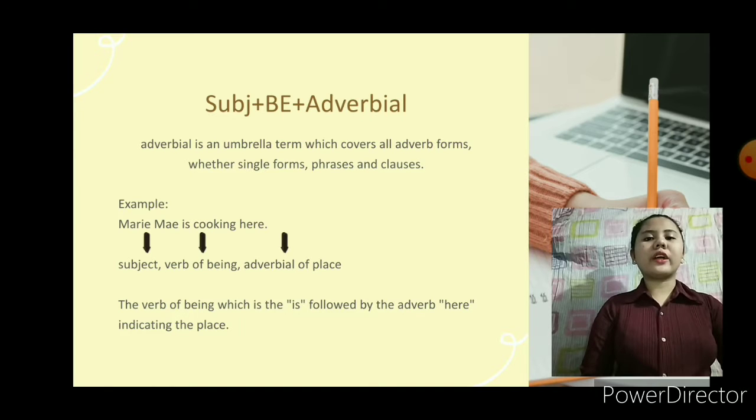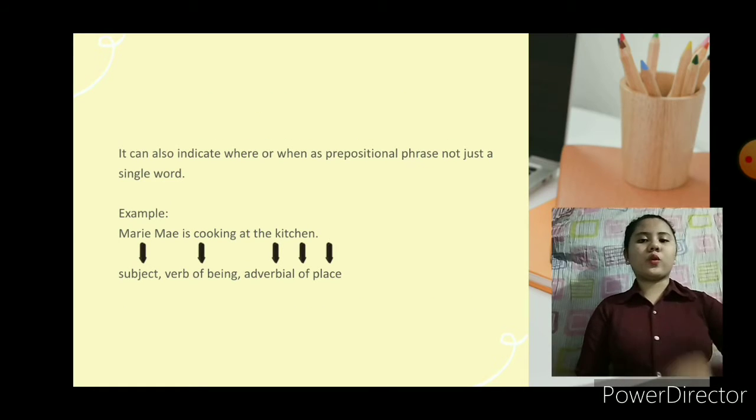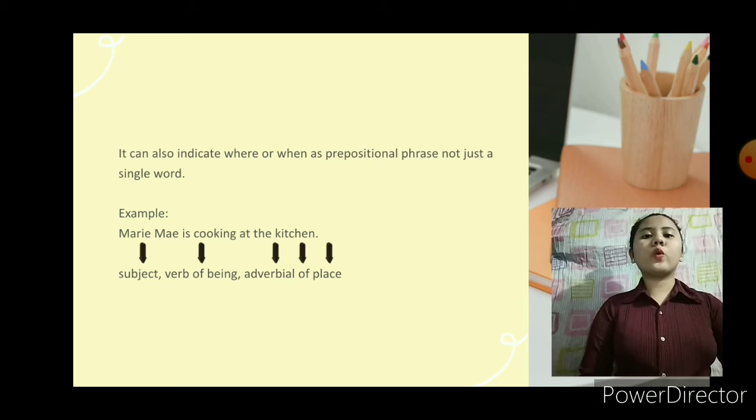Adverbial that modifies or defines the noun or the subject is usually placed at the end of the sentence. For example, Marie-May is cooking here. Marie-May is the subject, is the verb of being used. Here is the adverbial that indicates the place.